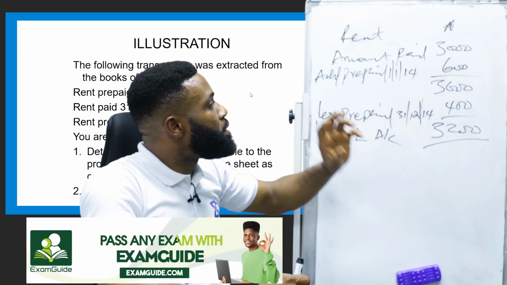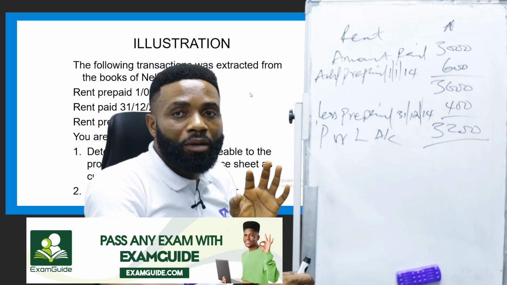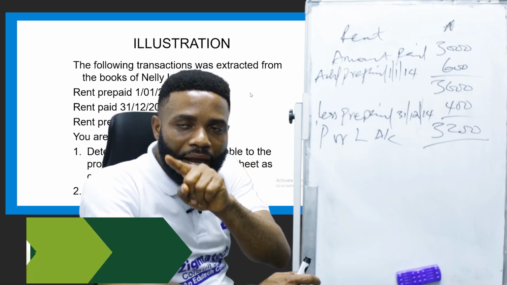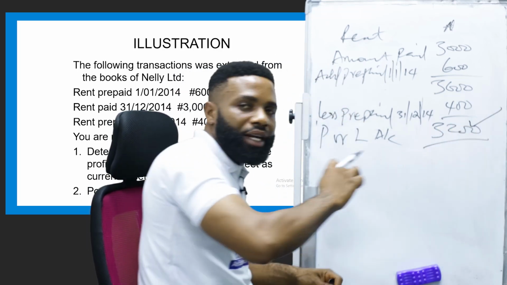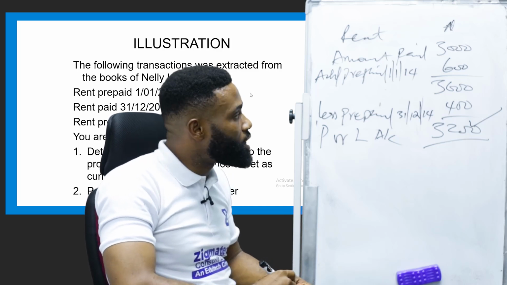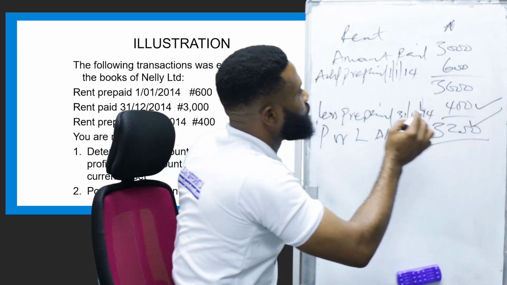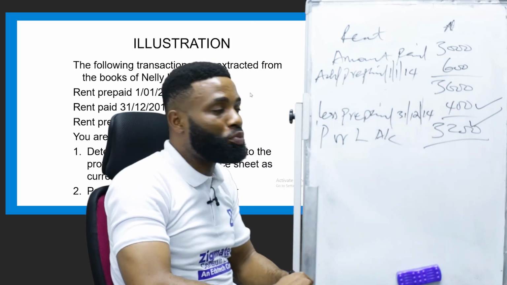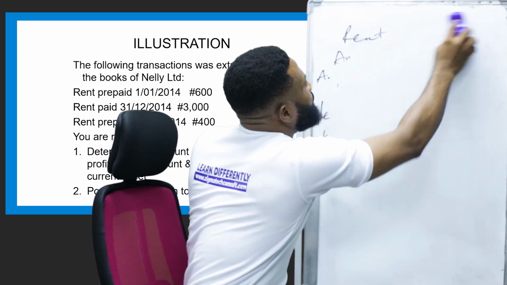Which of them will be posted to your balance sheet or statement of financial position as your current asset? Remember, they said you should determine the amount that is chargeable to your profit or loss, which is this amount. And then they said you should also determine the one that will be taken to your balance sheet. The one that will be taken to your balance sheet is this one, because this is the one that is taken into next year. And then the last but not the least, they say you should post it to the ledger. The ledger is a very simple account to prepare.